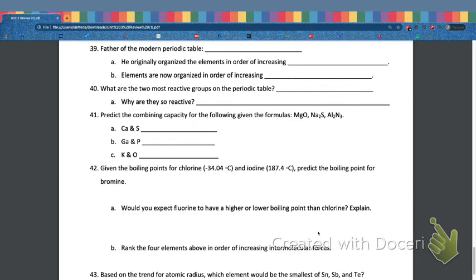All right, so the father of the modern periodic table was Dmitry Mendeleev. He was Russian. And he organized the elements in order of increasing atomic mass. Now, that's not how our periodic table is arranged, but that was how he arranged his periodic table. Now we arrange our periodic table according to increasing atomic number, so the number of protons in the nucleus. Okay, they didn't know about protons, neutrons, and electrons back when Mendeleev was making his periodic table.